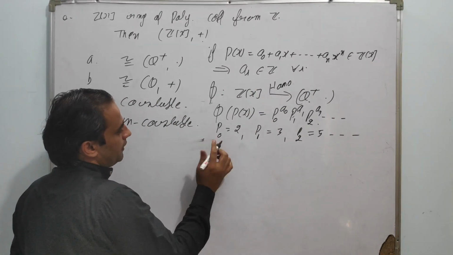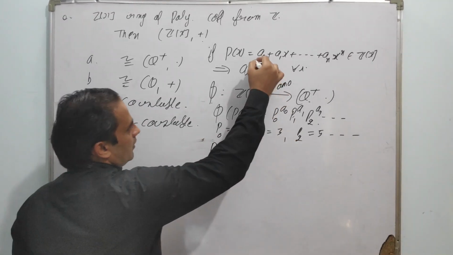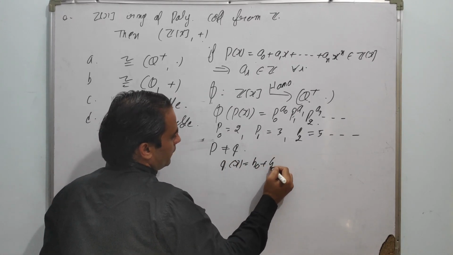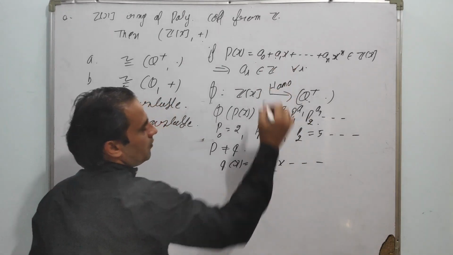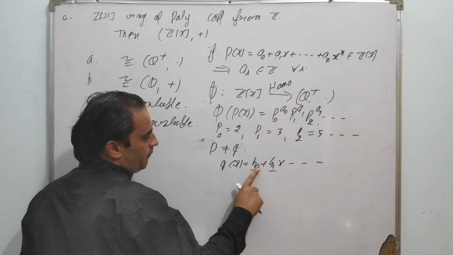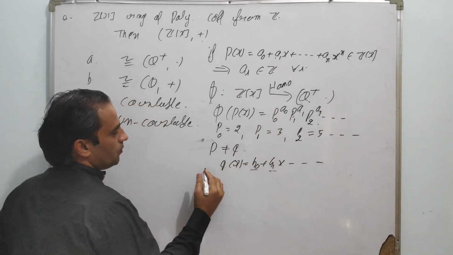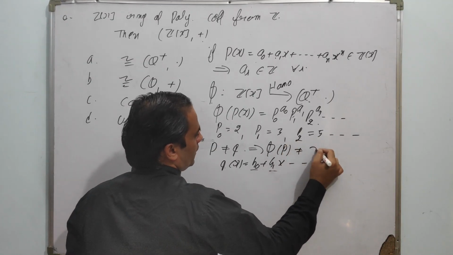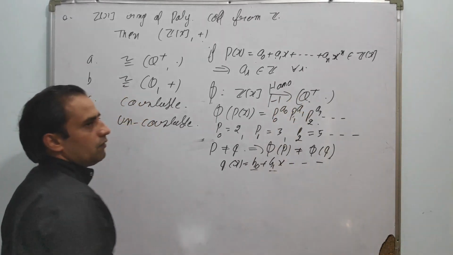Next, if we take p not equal to q, then definitely q(x) must be equal to something like b0 + b1x and so on, where at least one bi is different from ai. If any bi gets changed, the image must change. So this obviously implies phi of p is never equal to phi of q. So this mapping is also a one-to-one mapping.